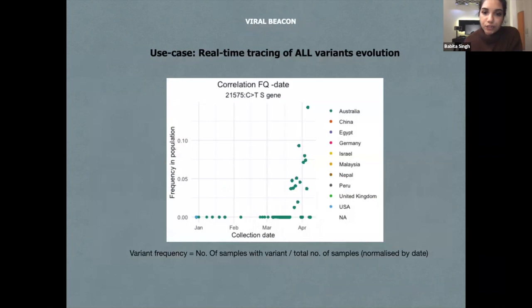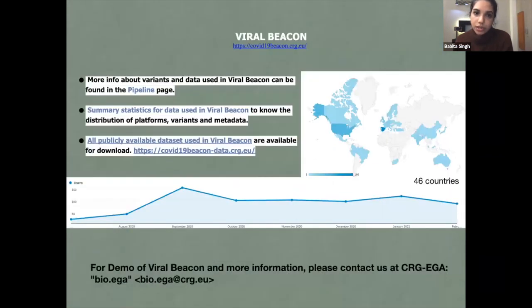This is another feature in development, to trace the real-time evolution of the variant from different countries. This will go into production soon, and you can see it on the website. There is more information about the pipelines that we use, for example, all of this is on the Viral Beacon page. And there's an FTP site. I put the link here to download the data and do your own analysis. We have users so far from around 46 countries, and we see around 150 users active more or less every month.